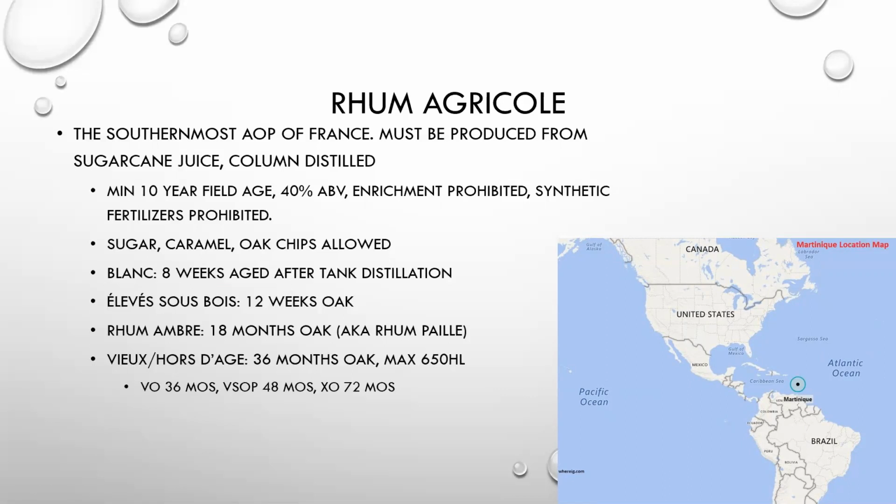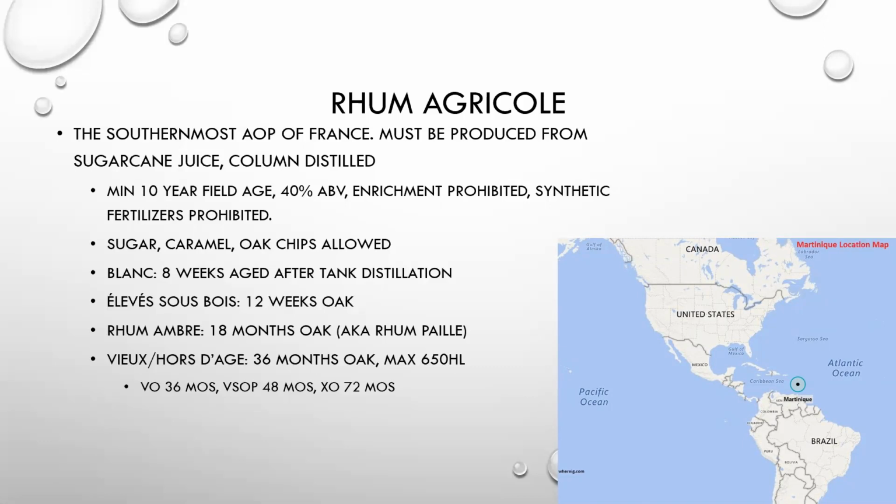It's got to be column distilled, 10-year field age on the sugarcane, 40% ABV. There is no enrichment. No synthetic fertilizers are allowed either. I say there's no enrichment, but you can add sugar, caramel, and oak chips, so a little bit of a fine line that we're walking there.